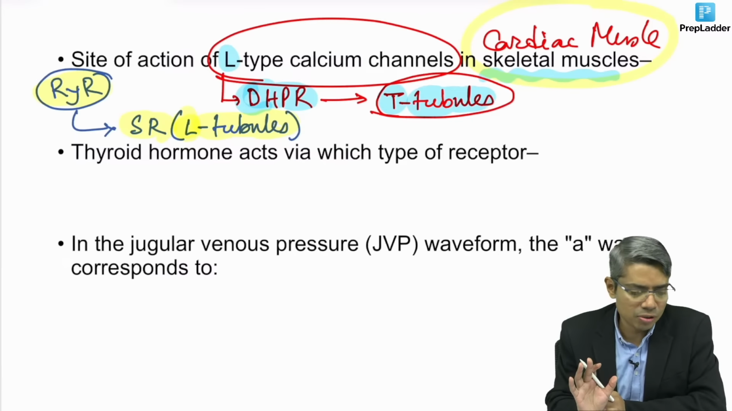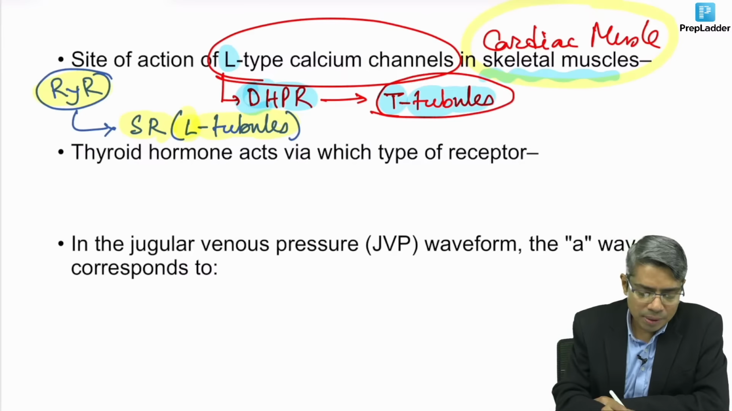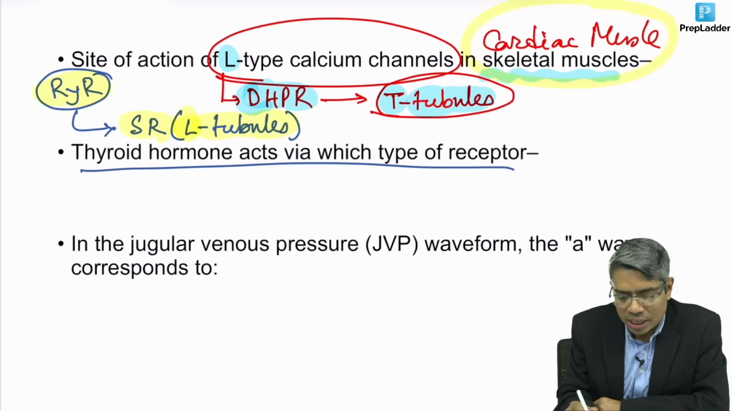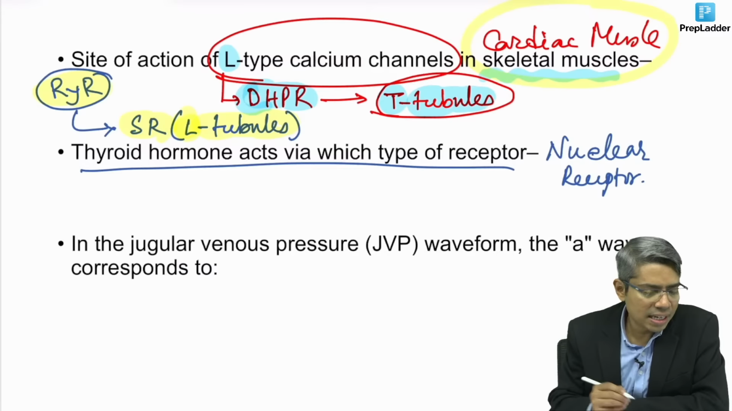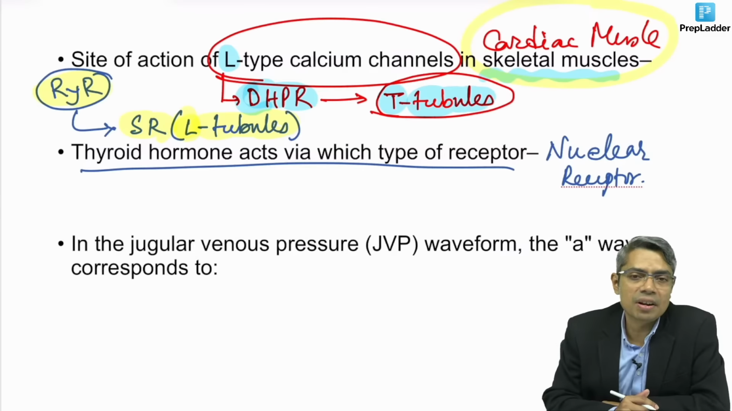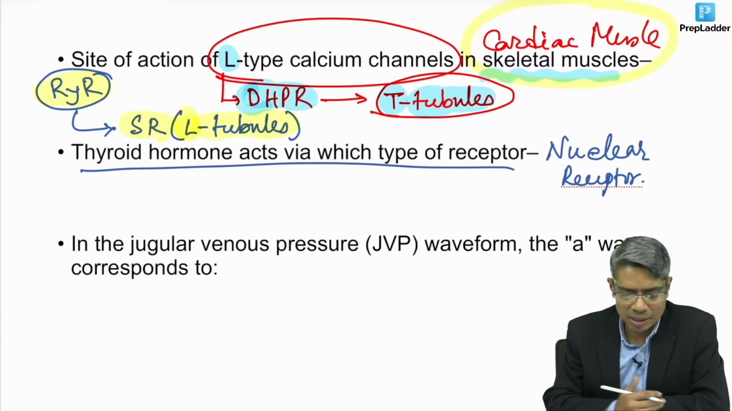Got it? Everybody try to remember this. Okay. Now, next one, thyroid hormone acts through which kind of receptor? This is a very famous question, but it is an easier question: nuclear receptor. The receptor of thyroid hormone is directly located at the level of the nucleus, intranuclear receptor. Obviously it will be intracellular, but it is intranuclear.